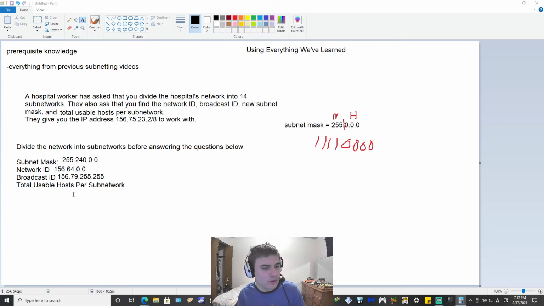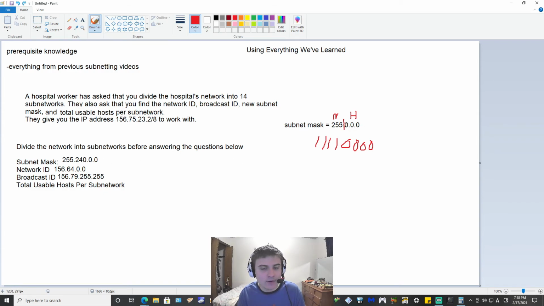All right. So now that we have our broadcast ID, the last question in this problem asks us to find the total usable hosts per subnetwork. So again, in order to find our total usable hosts per subnetwork, we have to count the total number of host bits in our subnet mask, and then take 2 to the power of however many host bits there are in total, minus 2. So if we look at the subnet mask, remember, binary for the second octet in our new subnet is these 4 zeros, right? So those are our 4 host bits. Plus, there's 8 host bits in the third octet in the subnet mask, and then there's 8 host bits in the fourth.